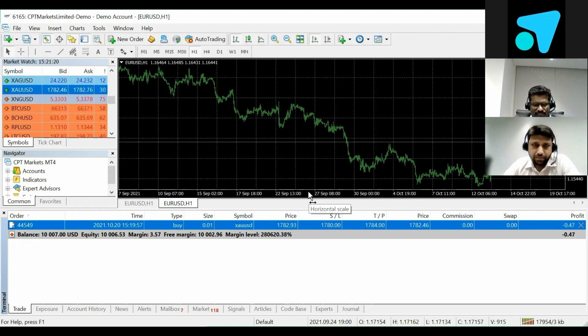Now you can rest assured, even if you sleep or you go for a play, the system will work on its own. If the price drops to 1780, the system will close your transaction in loss. And if it goes to 1784, it will close in profit. So this is very simple. You anticipate where the market is going and you trade, make the profit, withdraw. So this is relatively very simple.